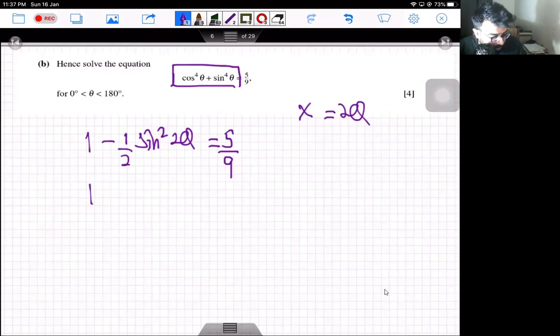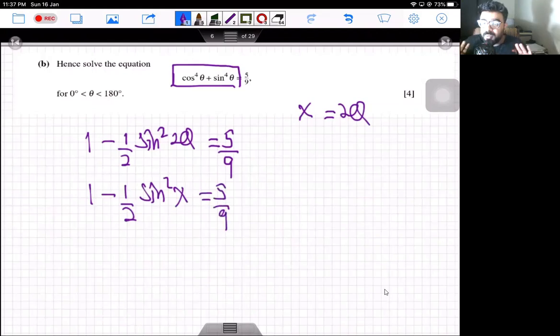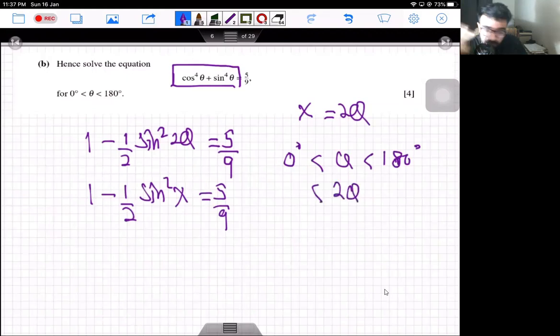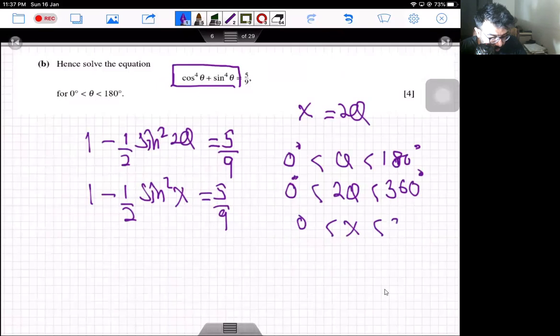Okay, so your equation is: 1 minus half times sine square x is equal to 5/9. Now, first of all, we are going to find the solutions of x. Since x is equal to 2 theta, all of those solutions will be of 2 theta. And as we know, the interval for theta is 0 till 180 degrees, both excluded. So the interval for 2 theta would be just multiply by 2 on both sides, 0 till 360. Therefore, we can say that x is greater than 0, less than 360 degrees.